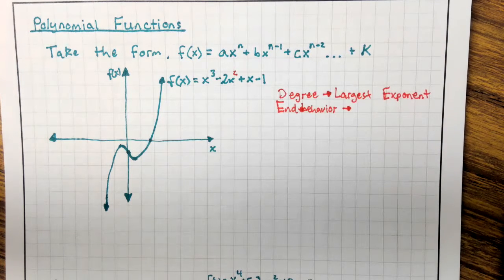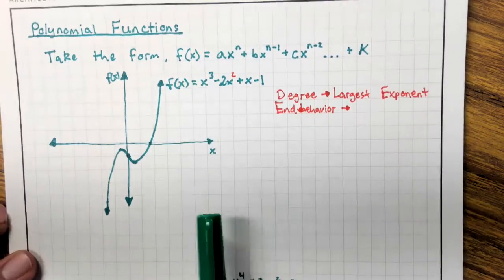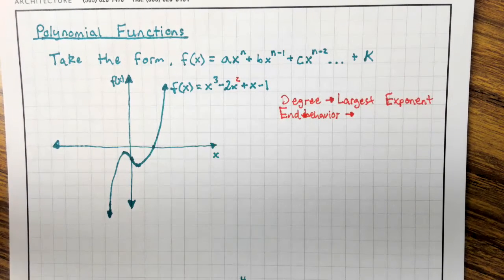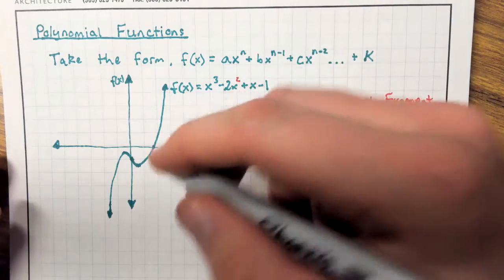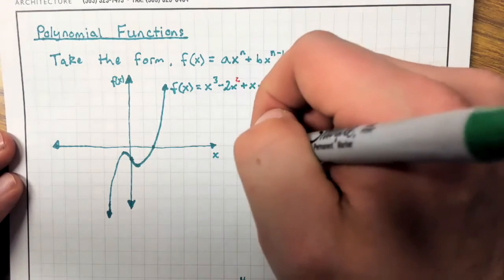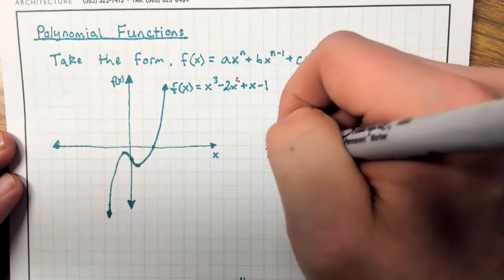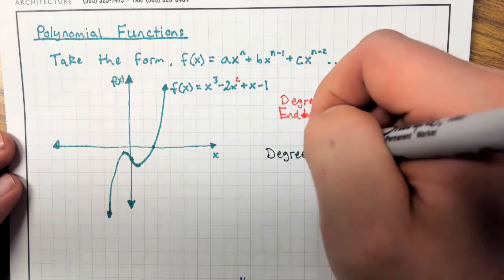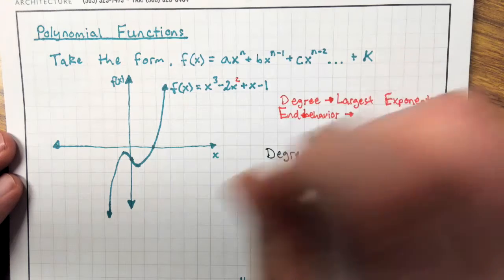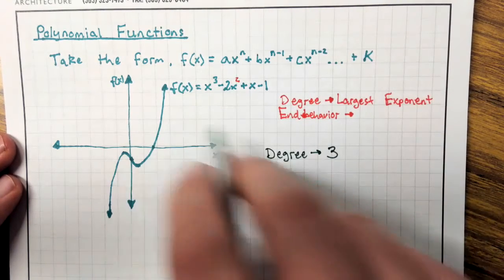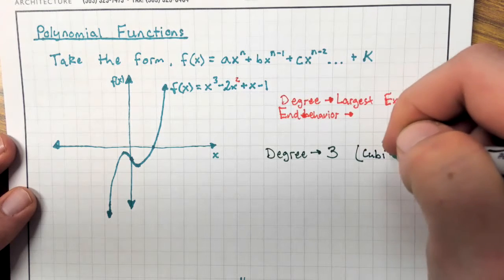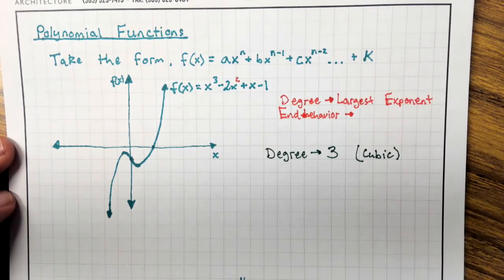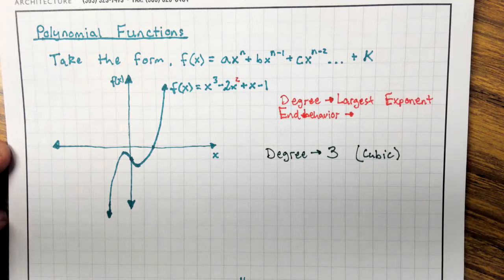And that's really it. Hey, so for this first example that I graphed here, we have a cubic function because the degree is 3. Awesome. So let's find the degree and the end behavior of this function. So the degree is 3. The largest exponent up here is 3, so the degree of this function is 3. For what it's worth, it's called cubic. All right. And now the end behavior. Let's describe the end behavior.